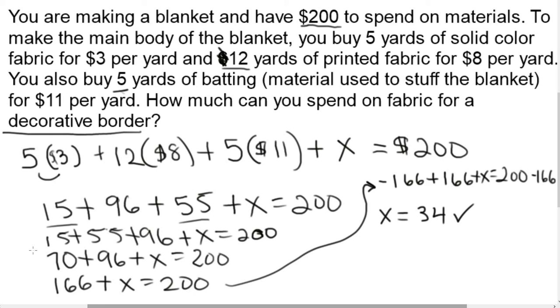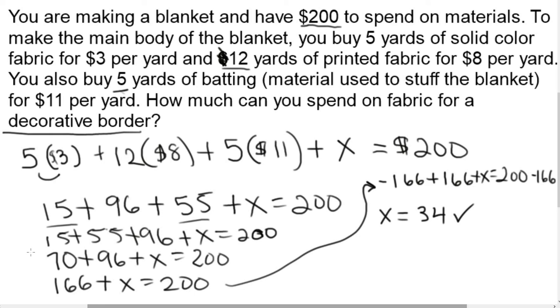You read it through the first time. That's the first step. Secondly, you look at it the second time. Now you can break it down and figure out what's being asked. We see that we've bought three different things. We've bought 5 yards of solid color fabric. We bought 12 yards of printed fabric. And we bought 5 yards of stuffing material.